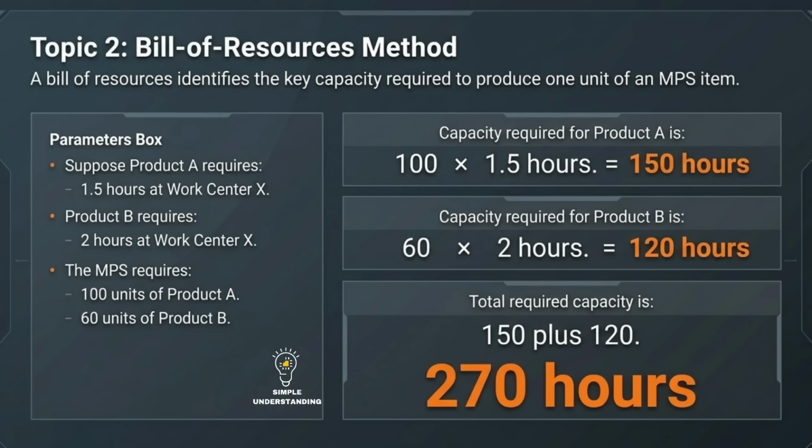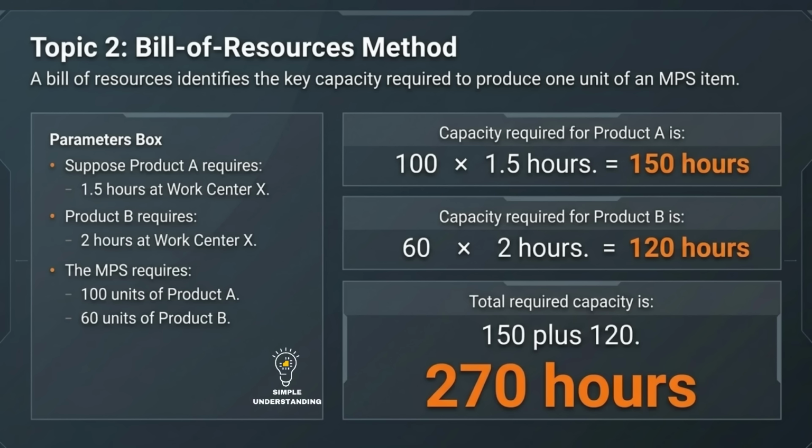Suppose product A requires 1.5 hours at Work Center X. Product B requires 2 hours at Work Center X. The MPS requires 100 units of product A, 60 units of product B. Capacity required for product A is 100 multiplied by 1.5 hours. The result is 150 hours. Capacity required for product B is 60 multiplied by 2 hours. The result is 120 hours.